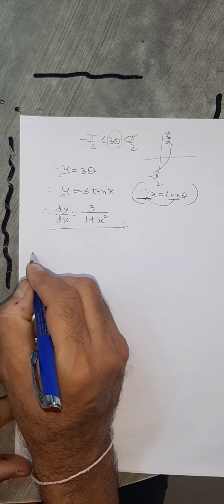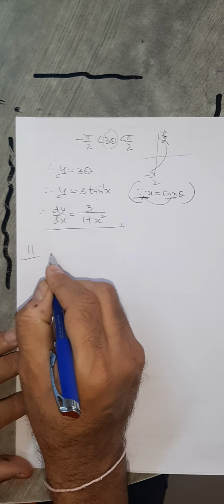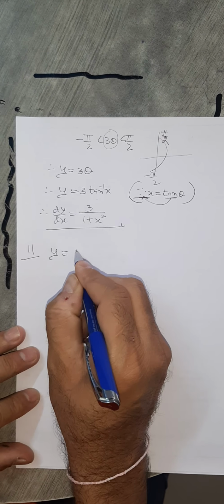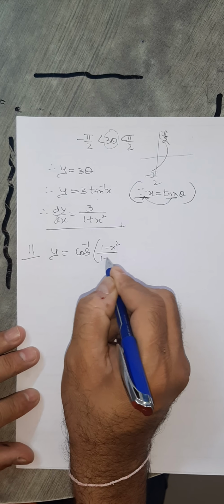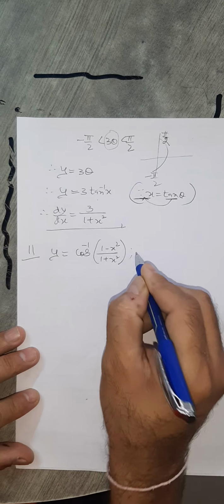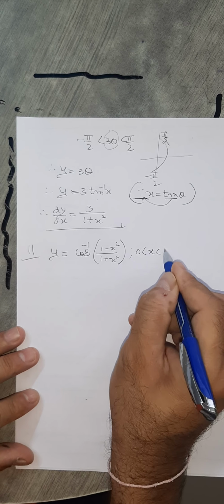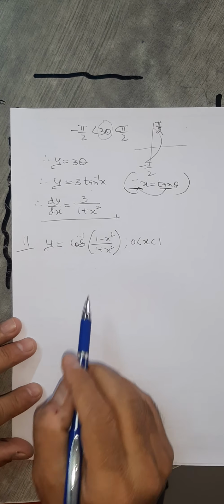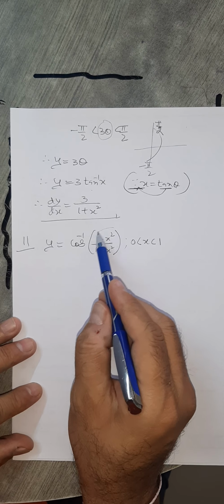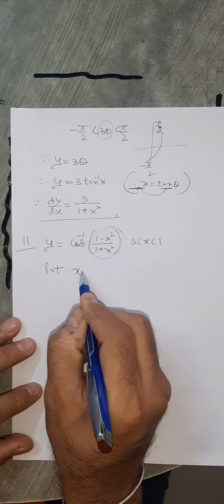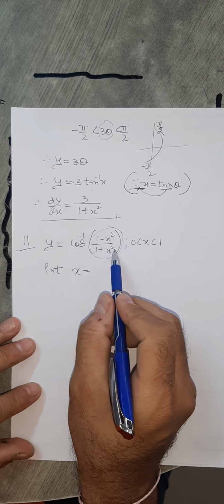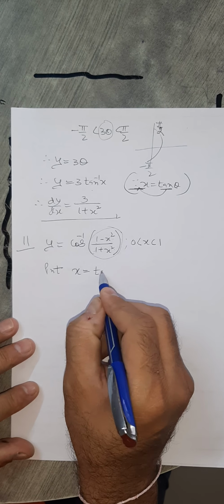Next question. Question number 11. y equals cos inverse of (1 minus x square) upon (1 plus x square). What's the condition on x? 0 to 1. Okay, again this is clear to you. What should be the substitution? Put x equals... 1 minus t square upon 1 plus t square. So I'll put x equals tan theta.